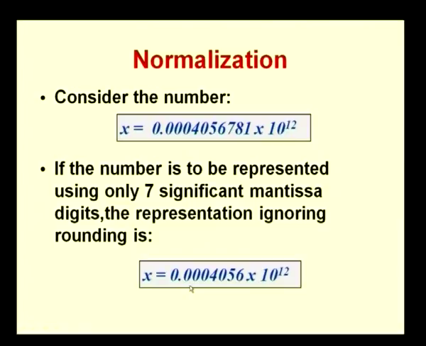So, this will be represented just as 0004056 into 10 to the power of 12. But given that I actually have 3 more digits, these 3 digits being 000, if I adjust this exponent, then you can see that I can actually represent 4056781 fully in the significant digits that are available to me. Because you can see that the same number can be represented as 0.4056781 into 10 to the power of, remember that if I shift this to accommodate for these 3 zeros, I can write this as 0.4056781 into 10 to the power of 9.